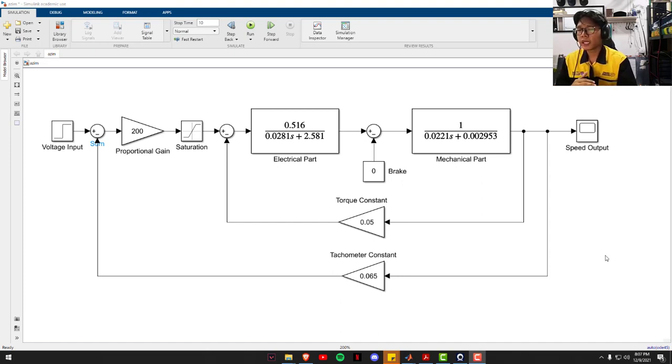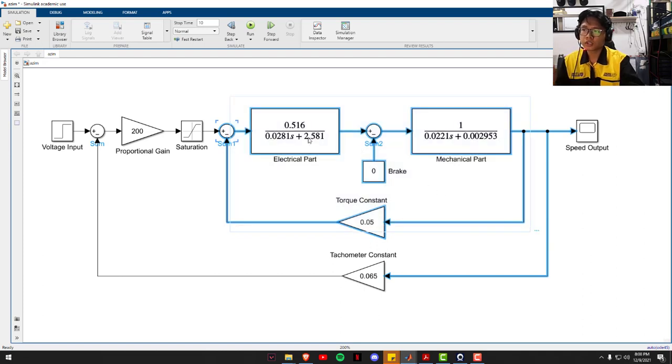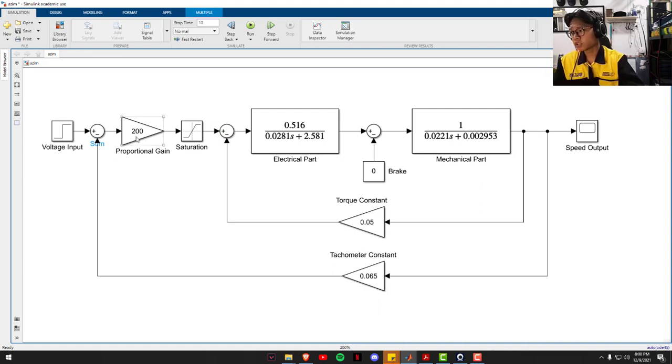So I will continue with activity 3, which is the closed loop speed control system. In this activity, we are required to construct this block diagram of the closed loop speed control system in Simulink MATLAB. As you can see here, this is the DC motor, which consists of the electrical part, the mechanical part, brake, and also the torque constant. The closed loop system consists of the voltage input, the proportional gain, saturation, the tachometer constant, and also the speed output to determine the output of this DC motor.